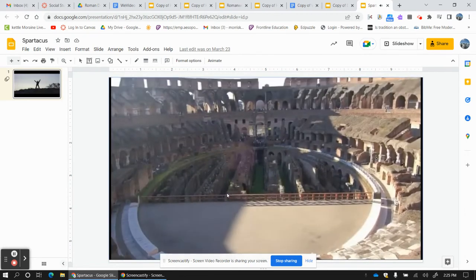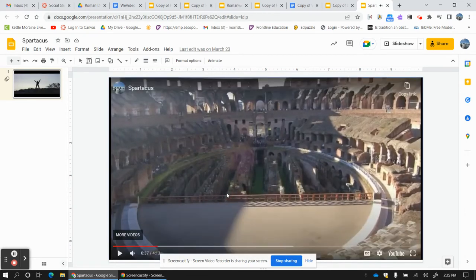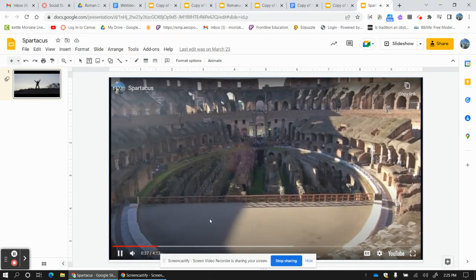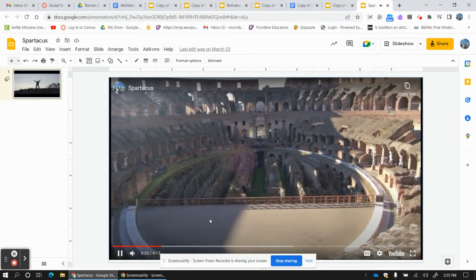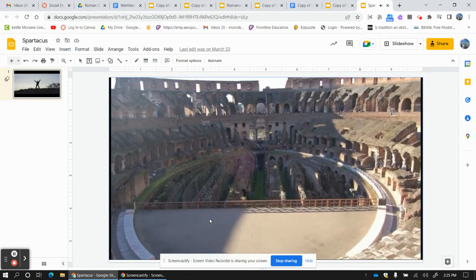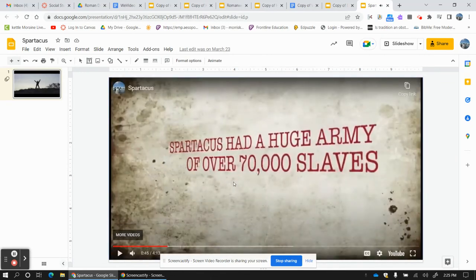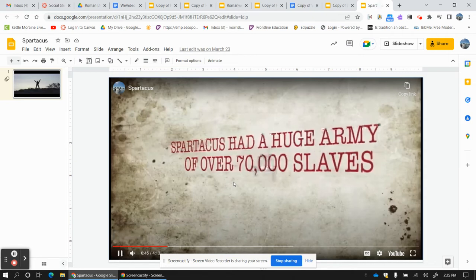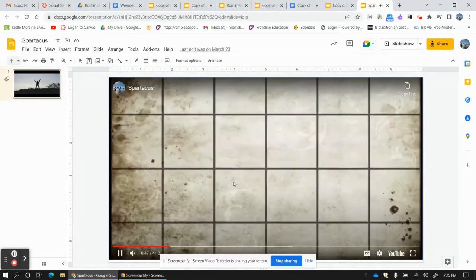Spartacus started one of the biggest slave revolts of Roman time. Imagine going into battle with your best friend, who either had to kill you or you killed them. That was part of Spartacus's daily life. Spartacus had a huge army of over 70,000 slaves.